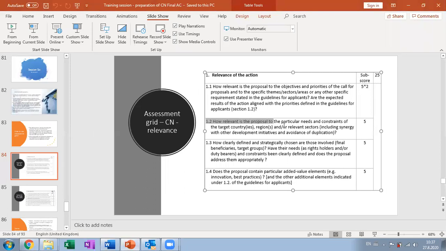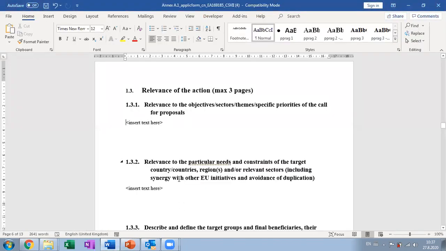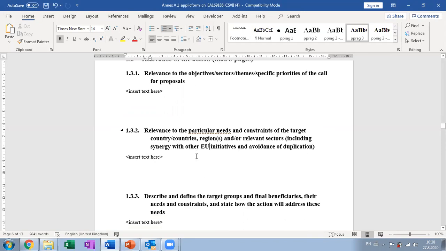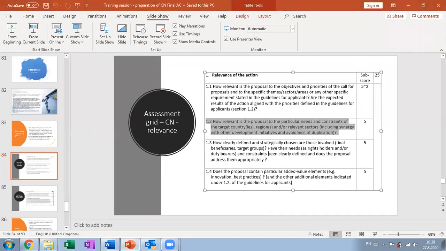Then, how relevant is the proposal to the particular needs and constraints of the target countries, regions, and relevant sectors? You remember again from the template, this is what's presented in section 1.3.1. This is the second subsection of the relevance section in the concept notes. 5 points maximum, therefore hugely important as well, to explain, are there any synergies, what are the actual needs, what are the constraints, and how your project addresses them, etc.